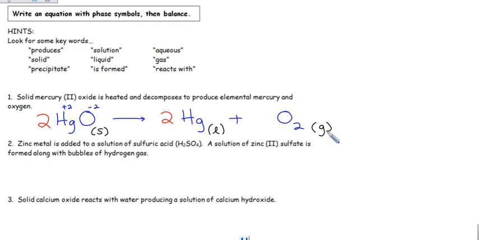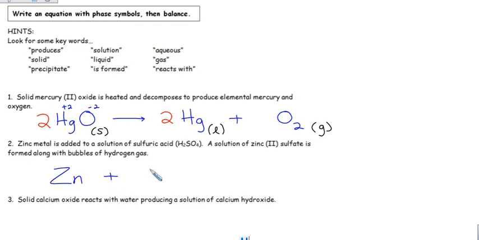Done. Well, that's not so bad. When we eventually go to the lab, we're going to read through the procedure and try to figure out the balanced equations. It'll be very similar to something like this. Number 2, zinc metal is added to a solution of sulfuric acid. So here are my reactants. Zinc added to a solution of sulfuric acid.